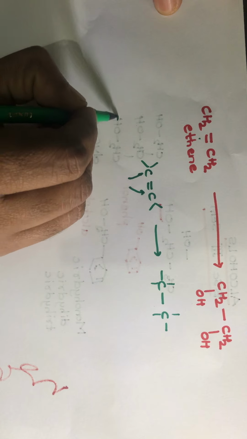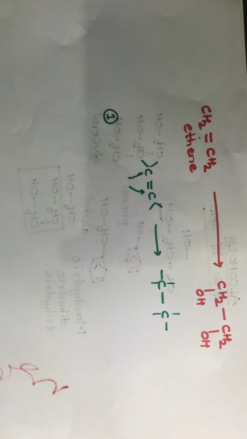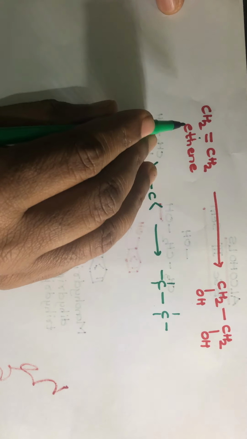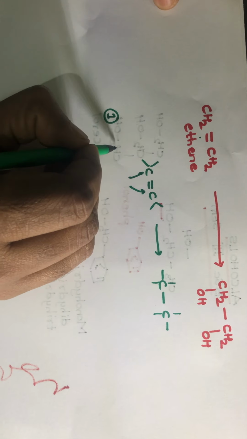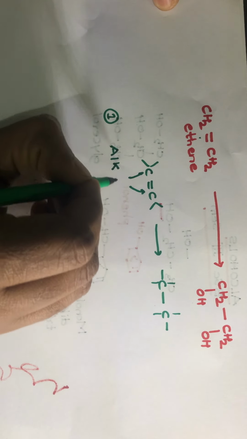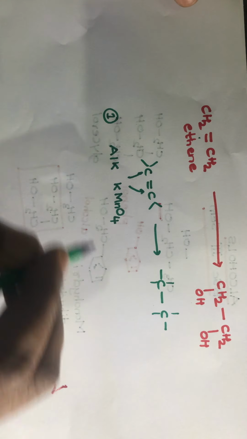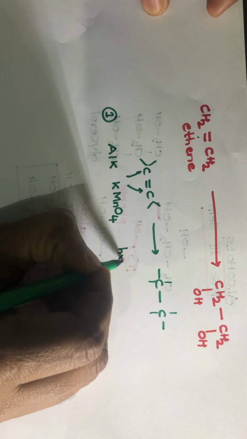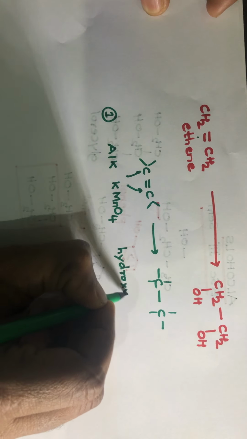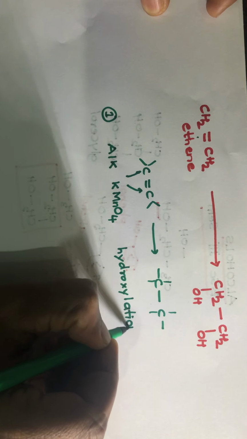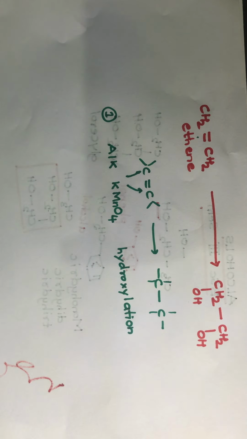In the first method, if ethene gas is passed through cold dilute alkaline potassium permanganate solution, that is, cold dilute alkaline KMnO4 solution, hydroxylation takes place. The reaction is also referred to as hydroxylation reaction. So hydroxylation reaction is nothing but the addition of OH group.